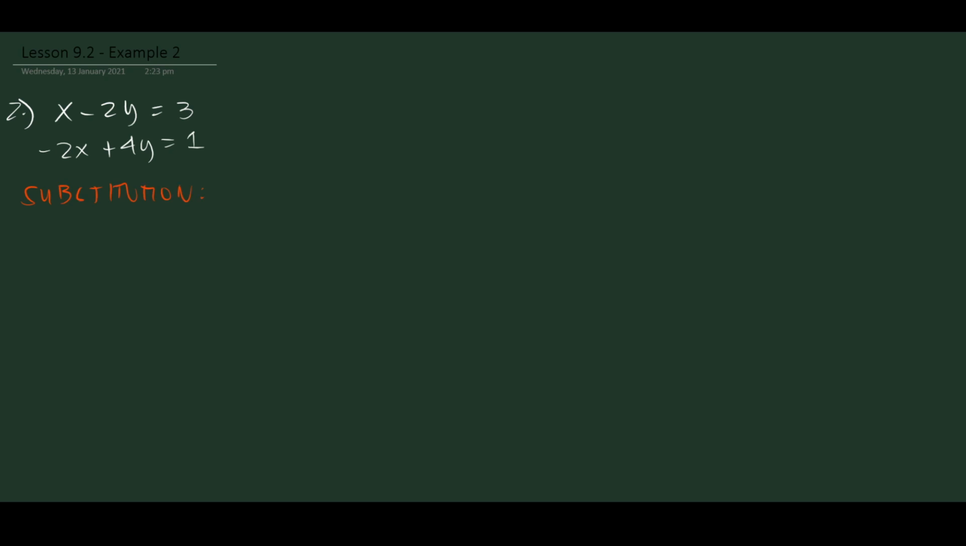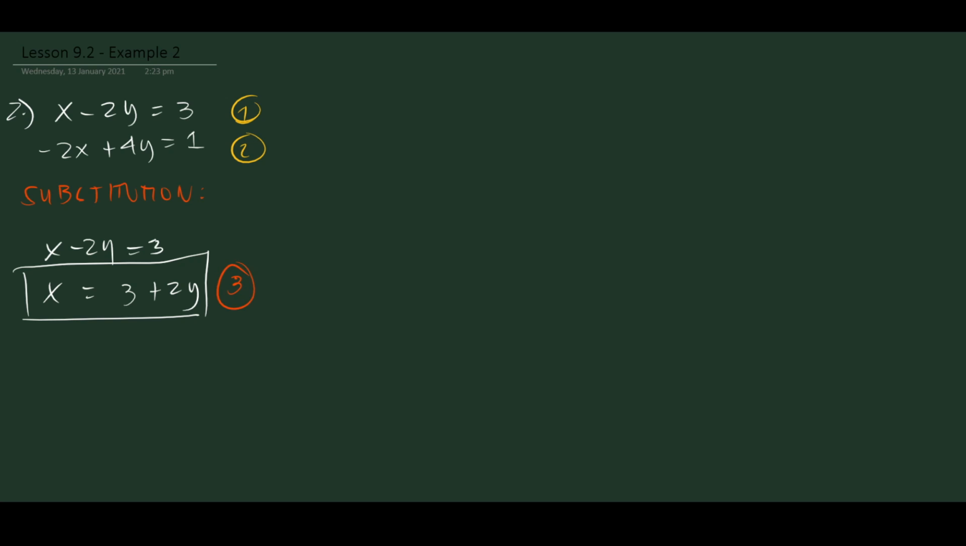Substitution method. Okay, so we will use equation 1 again. You can also use equation 2. You can pick any equation you want. It just so happens that I will select equation 1 because it's simpler: x doesn't have a coefficient, so I don't have to divide both sides by anything. So x minus 2y is equal to 3. If we add 2y to both sides, we get 3 plus 2y, right? So this is already our x. Let's mark this as our third equation.